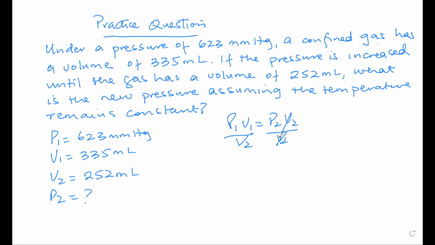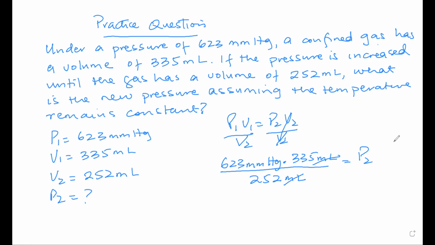So P1 is 623 millimeter mercury multiplied by V1, 335 milliliter, all over V2, the final volume, 252 milliliter, equals P2. So milliliter will cross out. You must keep your units and show how it's crossed out.